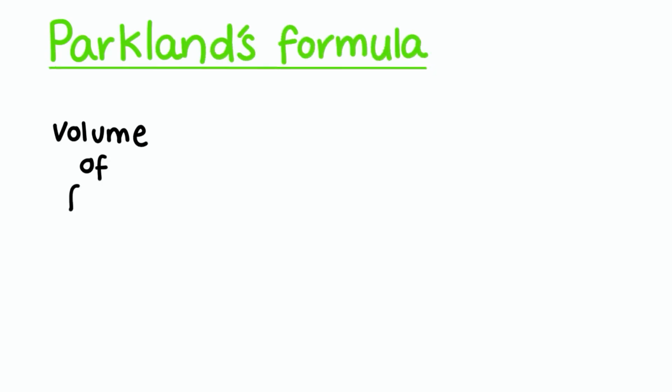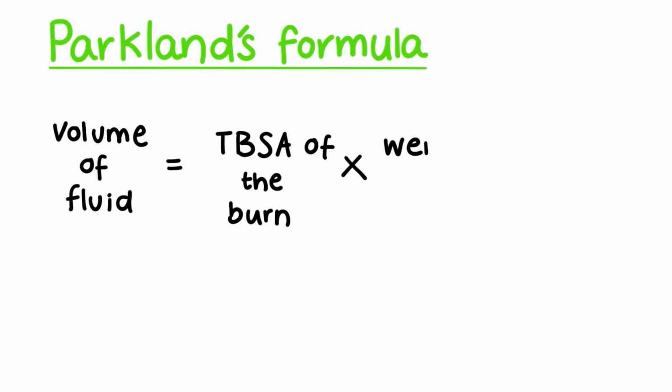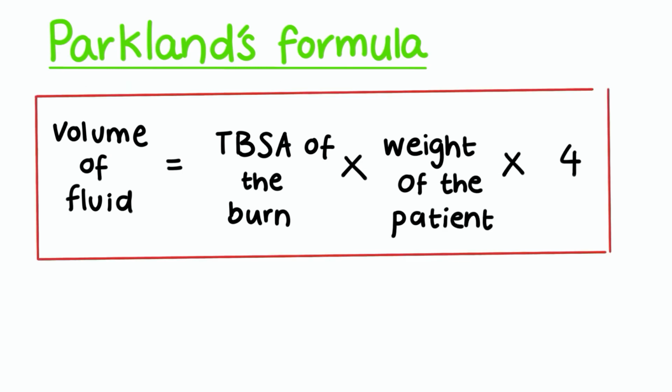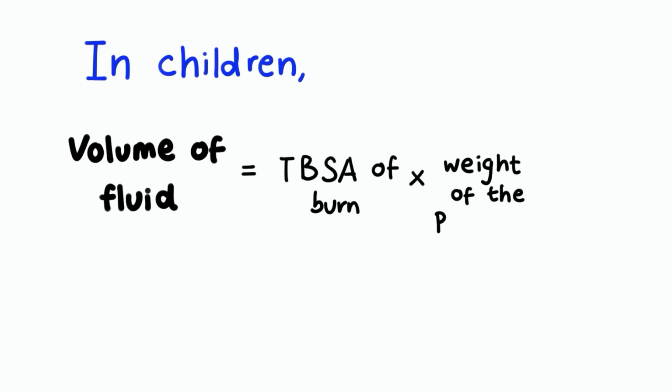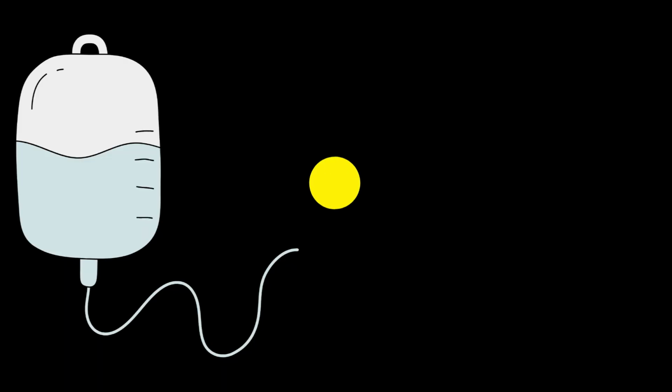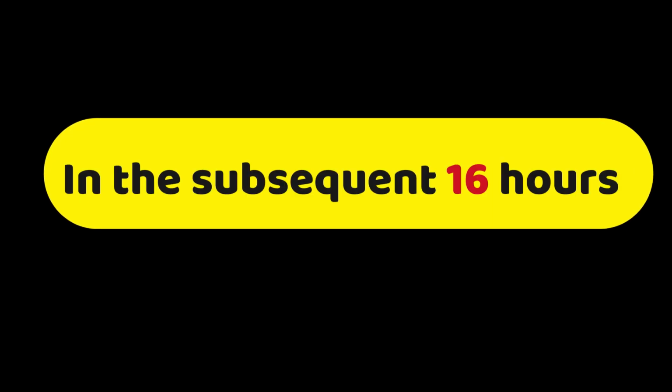The Parkland formula is volume of fluid equals total body surface area of the burn multiplied by the weight of the patient times 4. This is for adults. In children, the formula is edited to 3 times total body surface area multiplied by the weight. And half of that amount is administered within the first 8 hours starting from the time of injury onset and the next half in the subsequent 16 hours.